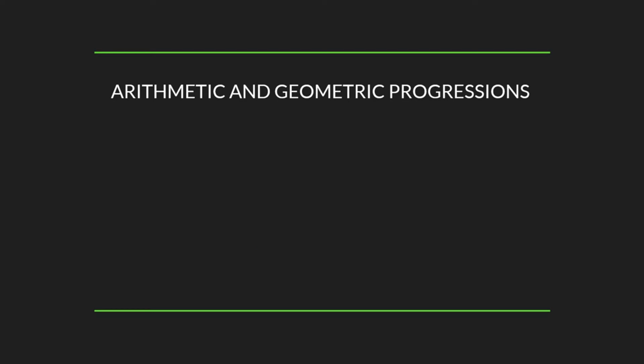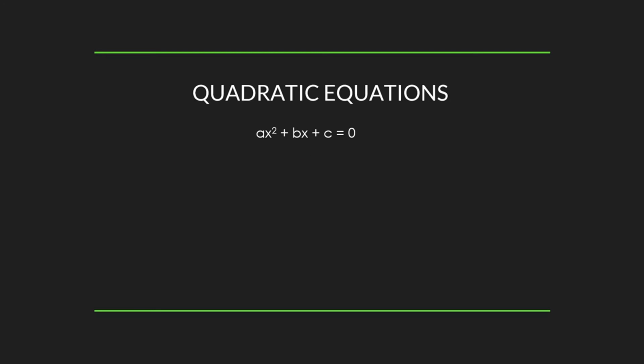Coming to geometric progressions, let's say that you have the numbers 2, 4, 8, 16, 32 and so on. Now the ratio of two consecutive terms here is 2. Let's denote it by r. So the second term is given by a into r. The third term can be a into r square and so on. Similarly, the nth term can be written as a into r to the power n minus 1.